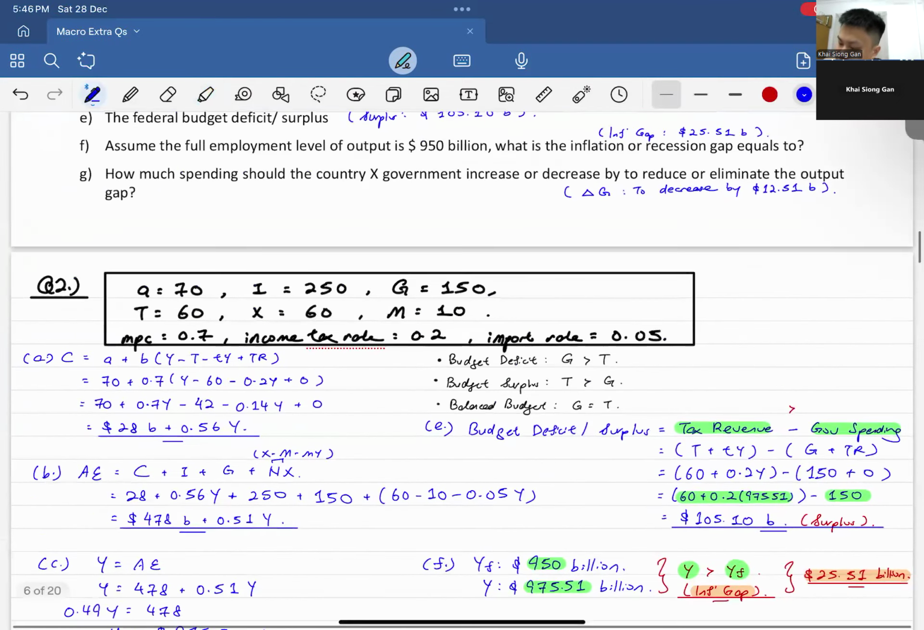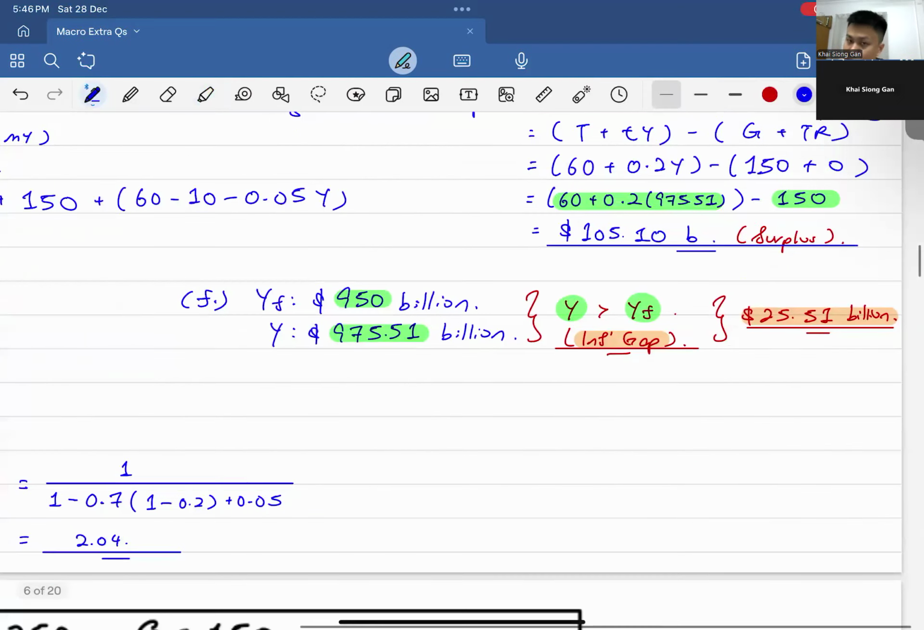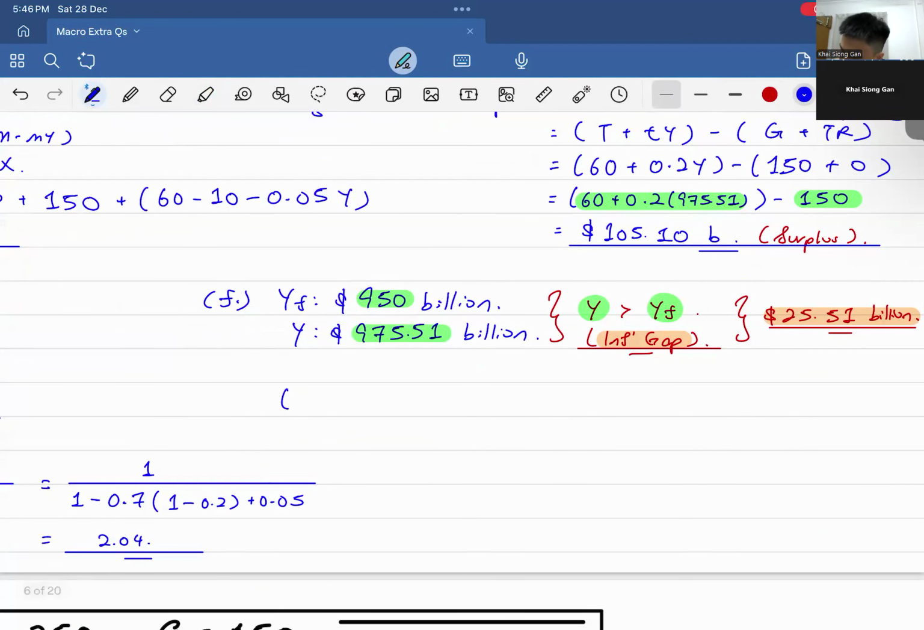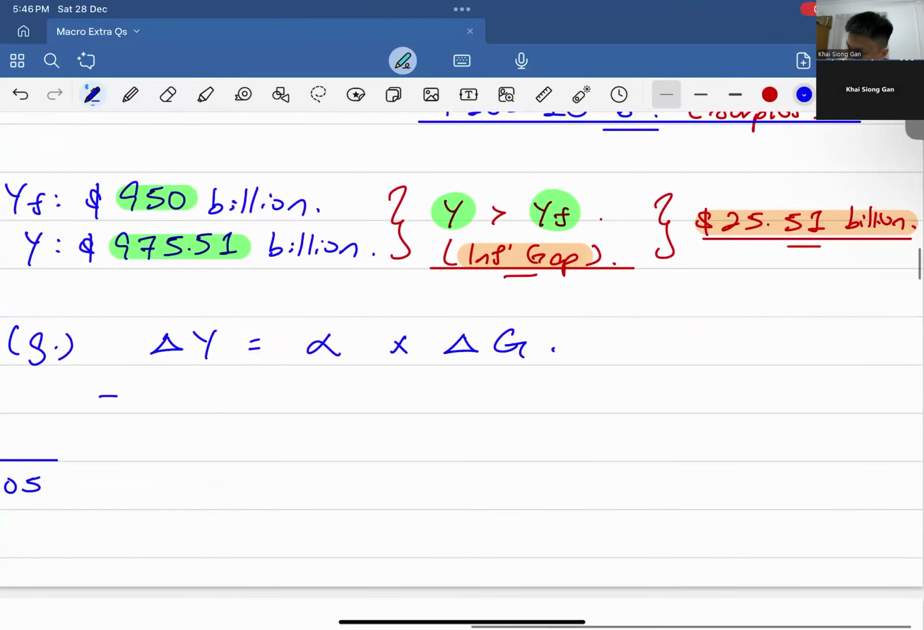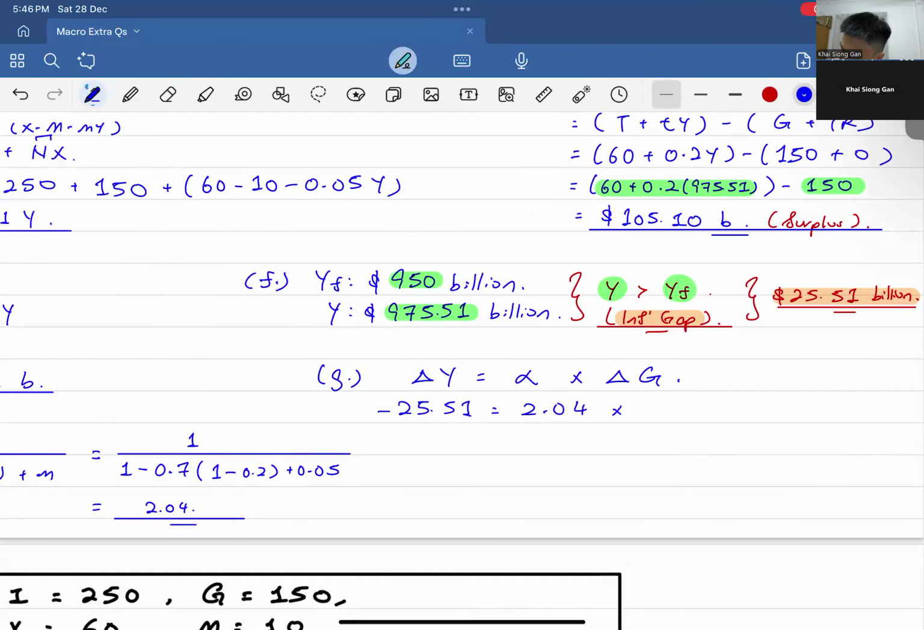Then question G: how much spending should the country X government increase or decrease to eliminate the output gap? Let's say I want to bring the country back to full employment. I don't want to have any inflationary gap or recession gap. So how? For question G, we can use the formula again. The change in output equals the multiplier times the change in the injection, or the government spending. I want to reduce the inflationary gap because the country is overproducing beyond full employment. So now I want to bring it back. Reduce by how much? By 25.51 billion, right? I know the multiplier is 2.04. From here, I can know how much the government should increase or decrease the spending.